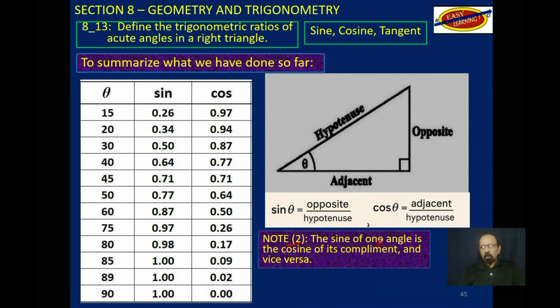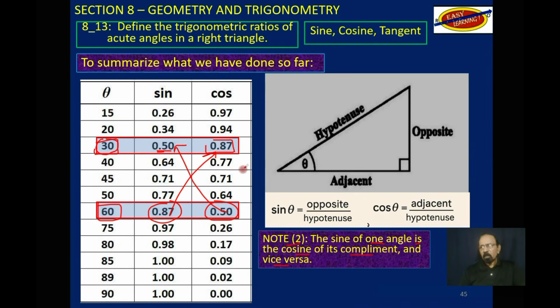Also note 2, the sine of one angle is the cosine of its complement and vice versa. For example, take 30 degrees. The sine of 30 degrees is 0.5 and the cosine is 0.87. But what is the complement of 30? It is 60, which is this one down here. The two will add up to 90. Then notice now that the sine of 60 is 0.87, which is that over there. And the cosine of 60 is 0.5, which is that over there.